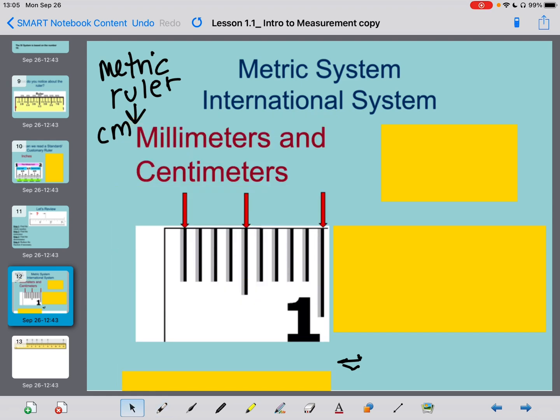So up here we do have millimeters and centimeters. Notice that you have this and this, milli and centi. Those are two different prefixes that we have in front of our base unit of meters, right? A meter has no prefix in front of it, is considered a base unit for length, okay?